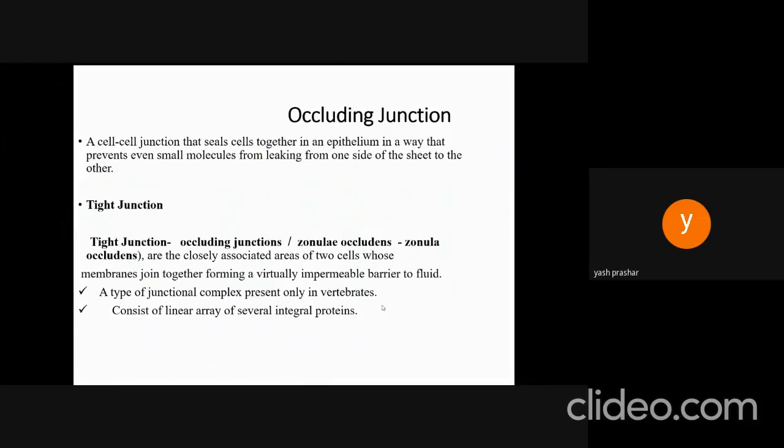So first we have the occluding junction, a cell-cell junction that seals cells together in an epithelium in such a way that it prevents even small molecules from leaking from one side of the sheet to the other. So these are very tight junctions, tight occluding junctions. Next one is the tight junctions.